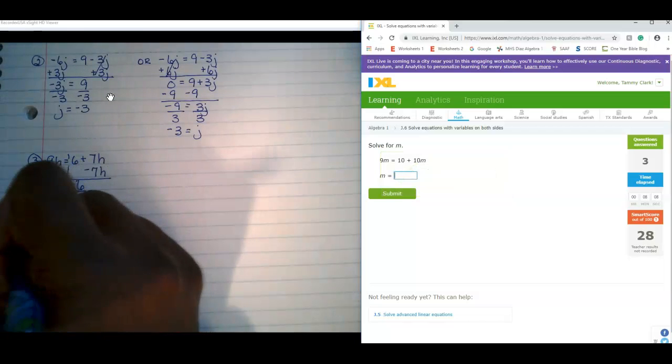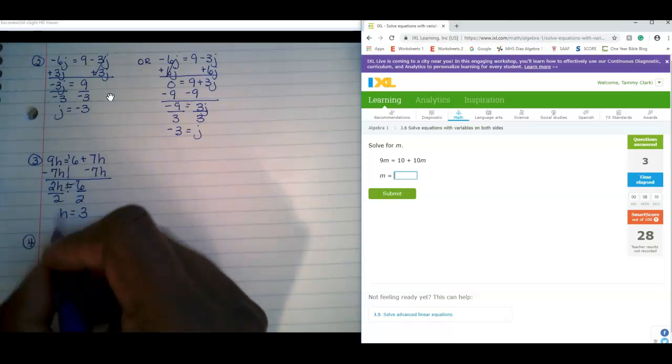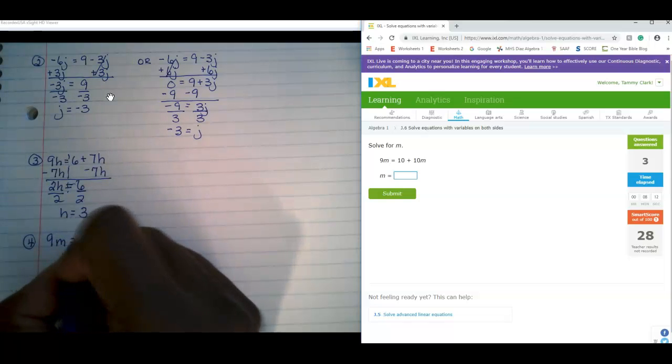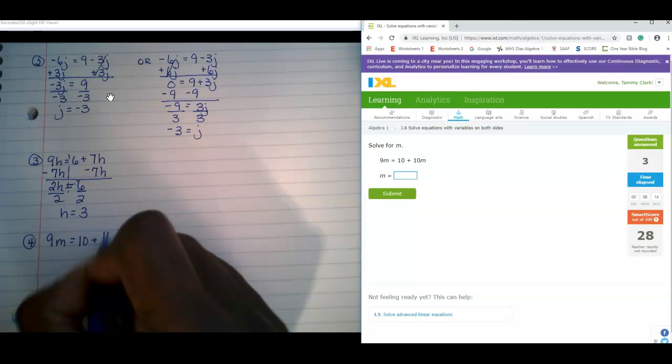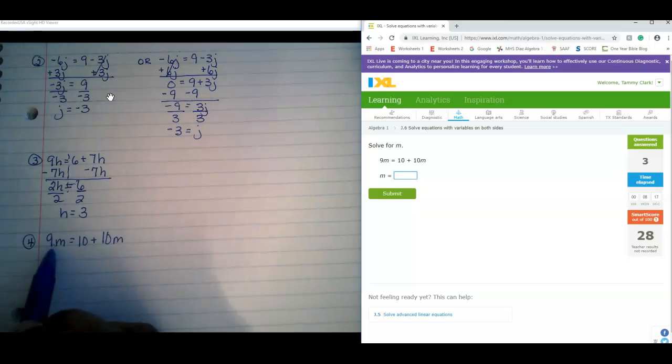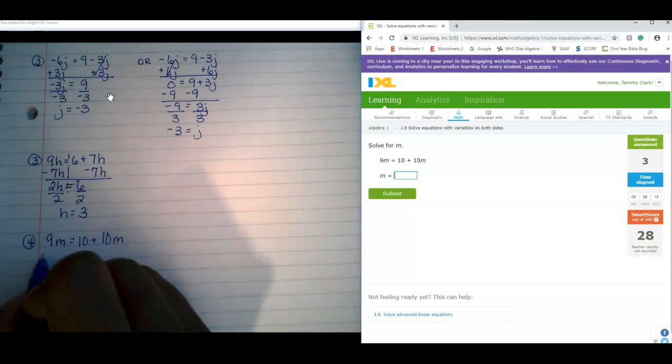For number 4, we have 9m is equal to 10 plus 10m. Well, 10 is larger and 9 is smaller, so I'm going to move the 9m.